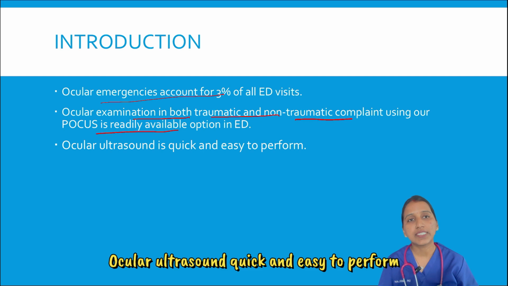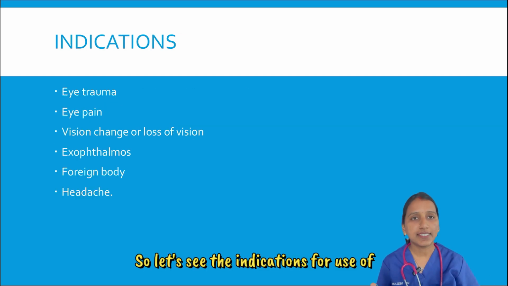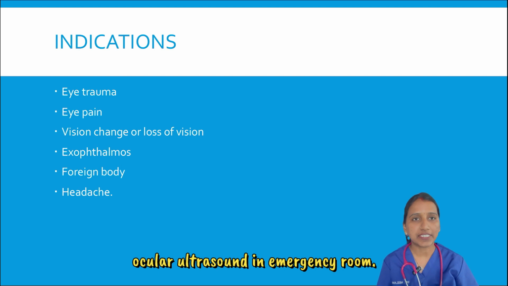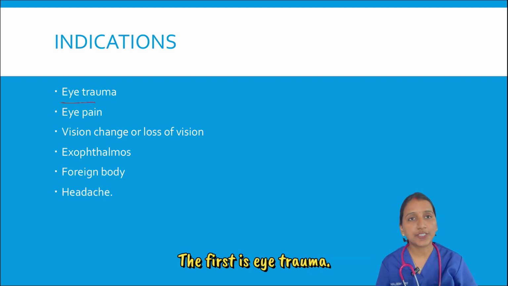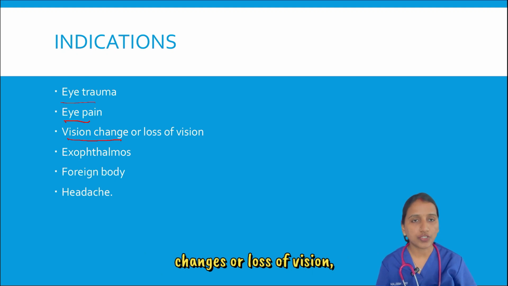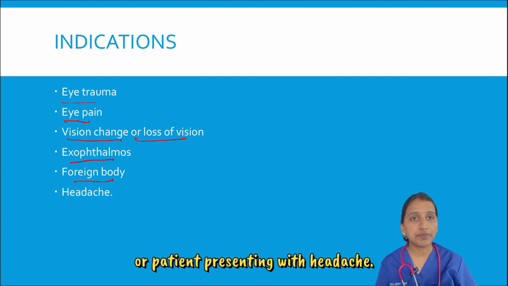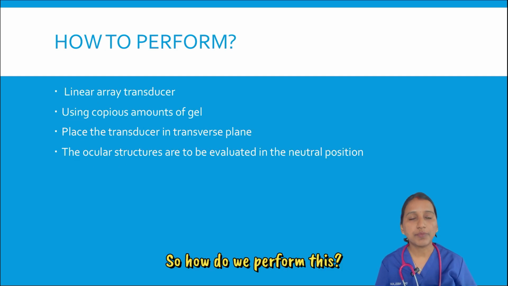Ocular ultrasound is a quick and easy to perform bedside test. So let's see the indications for use of ocular ultrasound in the emergency room. The first is eye trauma. Patients with any cause of eye pain, vision changes or loss of vision, exophthalmos, foreign body, or patients presenting with headache. So how do we perform this?